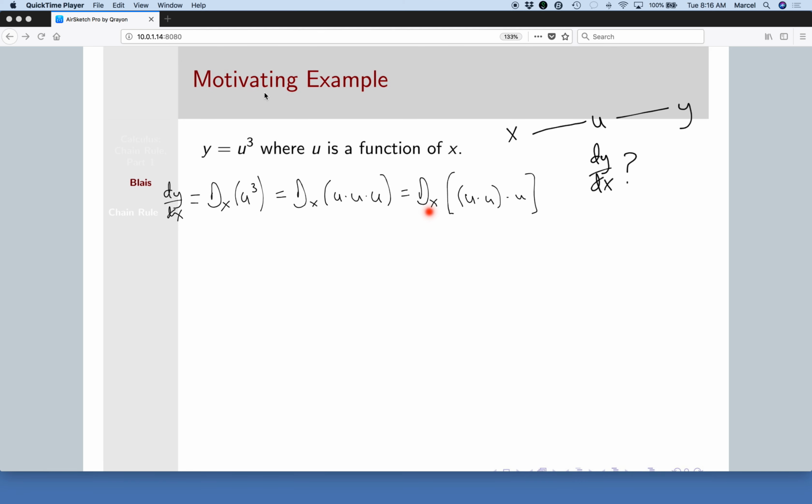Now this is asking us to take the derivative of the product of two functions. We have one function here and another here. And we have our product rule. So using product rule, the first, which is u, times the derivative of the second. Now we're differentiating with respect to x. So the derivative of u with respect to x. Plus the second, u, times the derivative of the first, the derivative with respect to x of u times u.